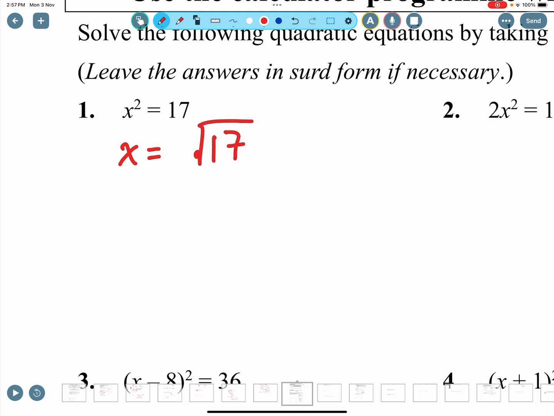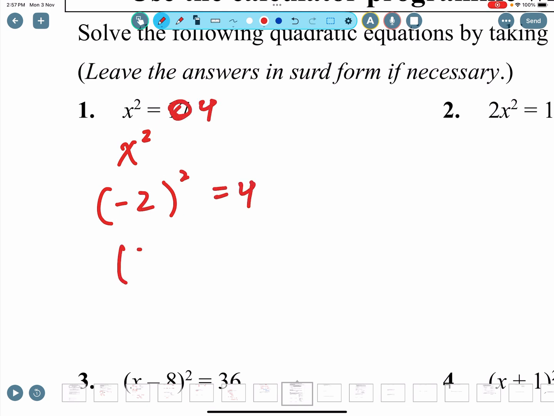Now, maybe you didn't learn to put plus or minus in front, but every time there is an even power on x, whether it's 2 or 4 or 6, you should put plus or minus. The rationale behind it is that even if you have -2 squared, it turns to +4, just as 2 squared does. So x can be two numbers, -2 and 2. That's the rationale behind it, okay?